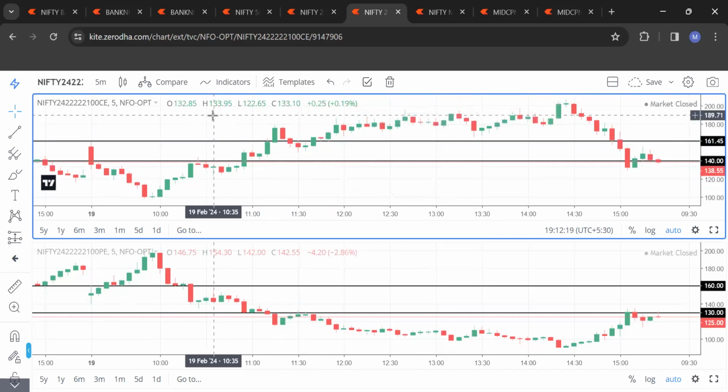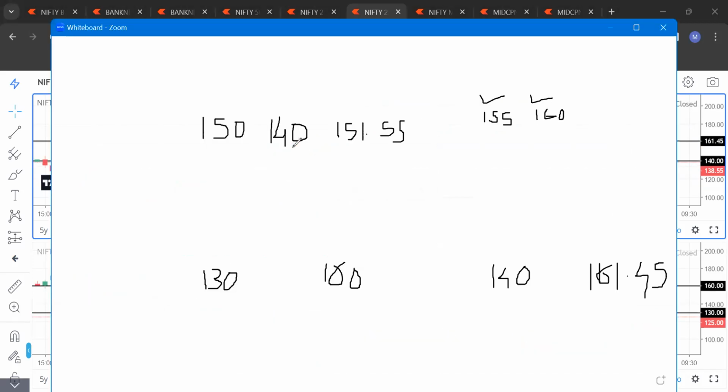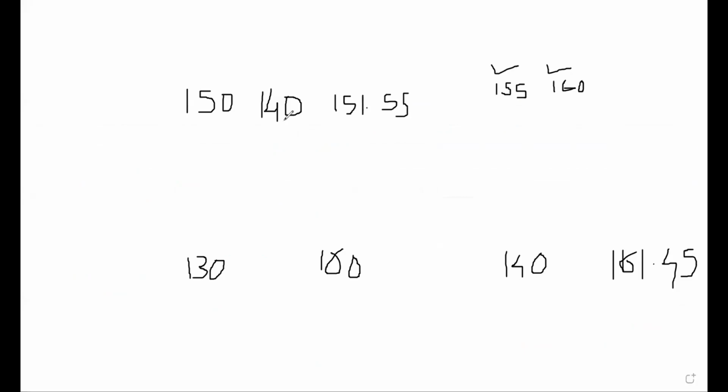So up till now we have made it clear. Now the most important part: how to take a position. How to take a position. I want your 100% attention now. Absolutely. Okay. Now the first method is known as the ABC method.